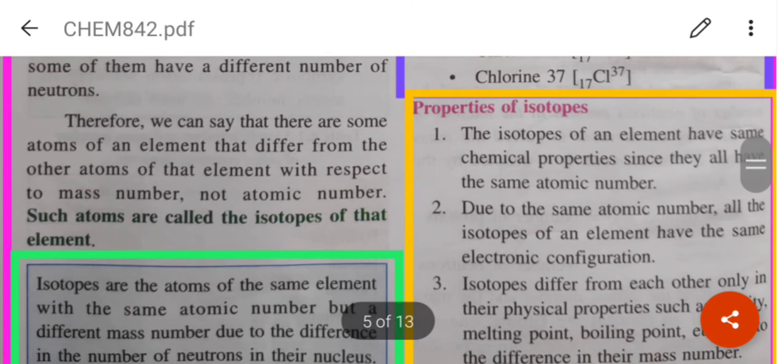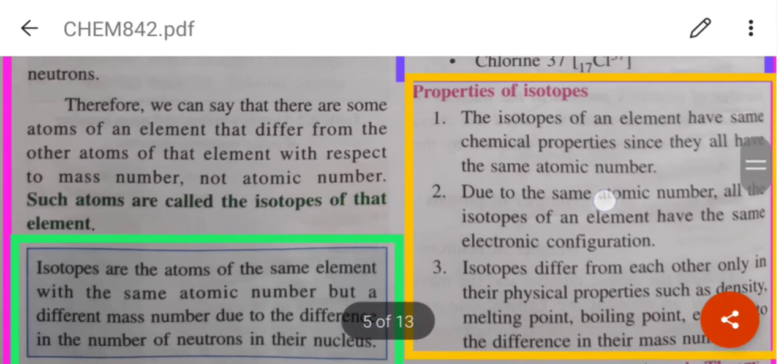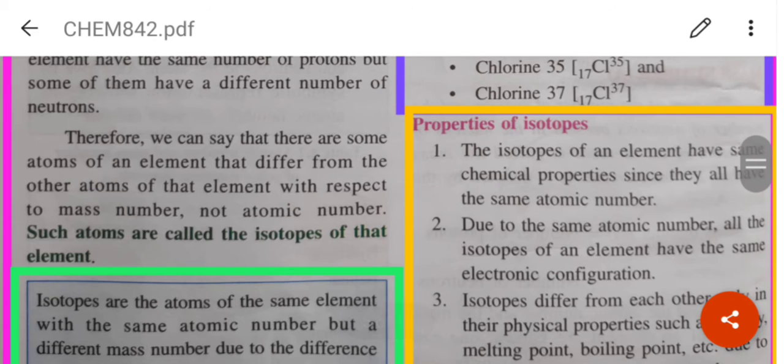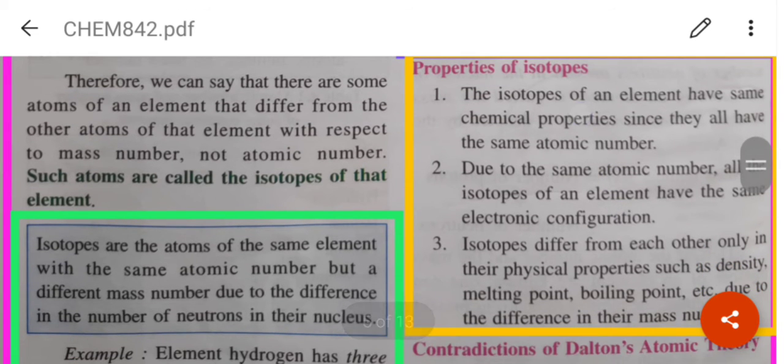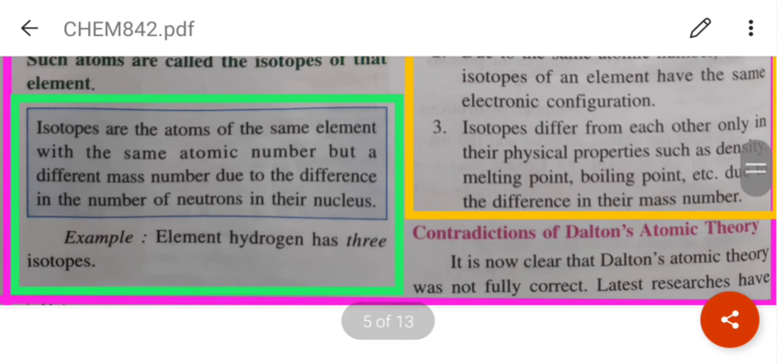Now, let's go through the properties of isotopes. The isotopes of an element have the same chemical properties. Do you know why? Because they have the same atomic number, and due to the same atomic number, they have the same electronic configuration. So, isotopes differ from each other only in their physical properties like density, melting point, boiling point, because they have different mass numbers.